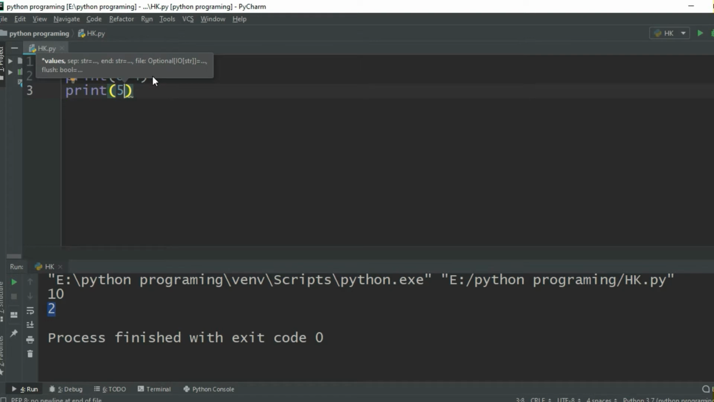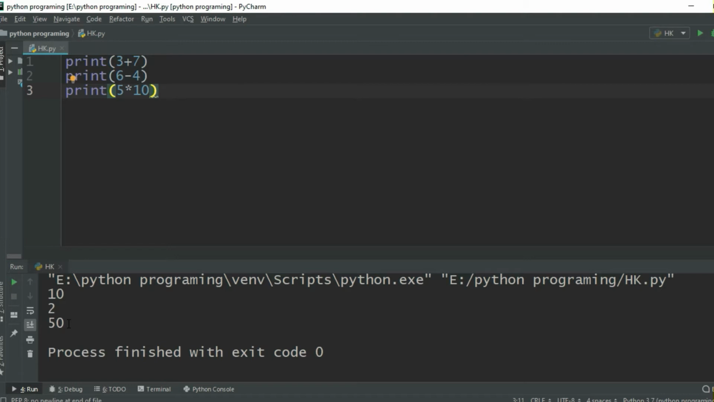Print 5 multiply 10. Shift plus F10. Now you can see there 5 multiply 10.